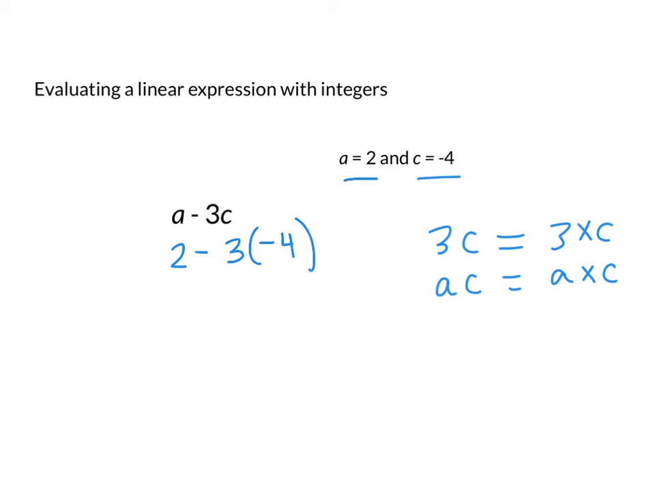Order of operations tells us that we have to multiply before we subtract. So we're going to do this multiplication problem here of 3 times negative 4. So we have 2 minus a negative 12, which is the same as 2 plus a positive 12. So our answer is going to be 14.